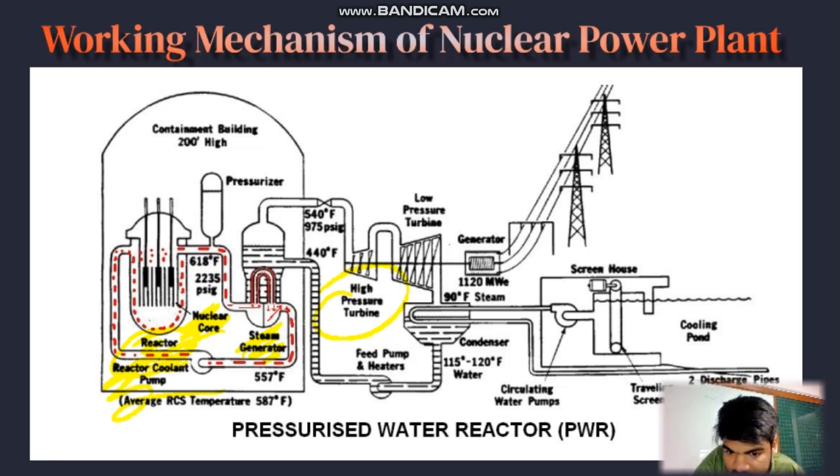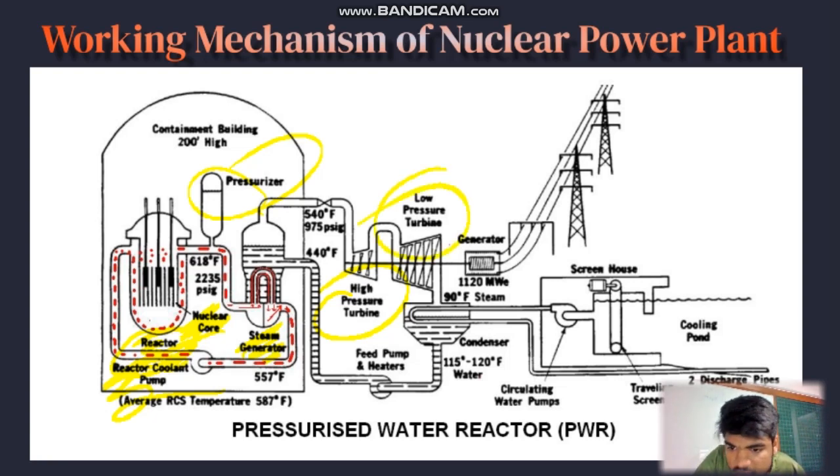Further, let's discuss the pressurizer part of the system. The pressurizer is a vessel that controls the pressure of the primary coolant loop. It ensures that the water remains in the liquid state even at high temperatures by maintaining a constant pressure. It prevents boiling in the reactor coolant loop.